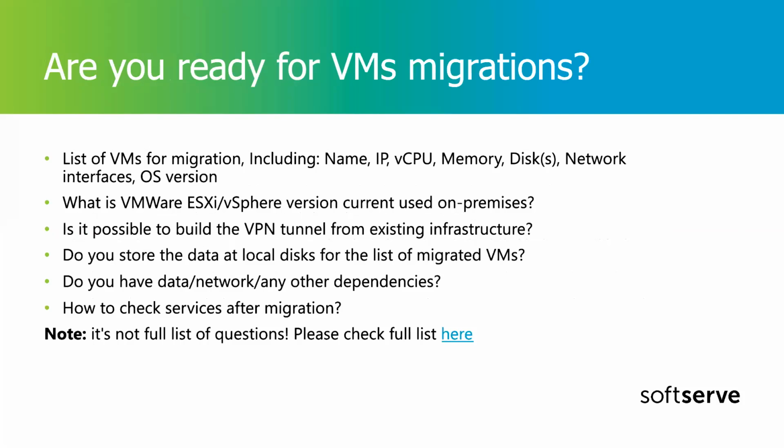Once we automatically collect the information through our tooling, we can do some quick analysis of this information, just to understand whether we can use automated tooling like Velostrata, or we should use another way, for example, manual migration. In order to do such a quick analysis, we have to look at the following questions. What is the VMware ESXi with vSphere version currently used on-prem? Is it possible to build a VPN tunnel from the existing infrastructure? Do you store data on local disks for the list of migrated VMs? Do you have data, network, and any other dependencies? It's not the full list of questions. The full list is available here under the link.